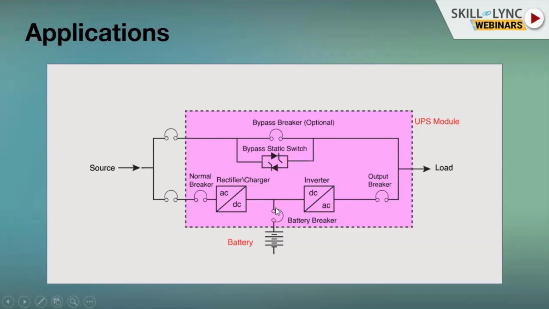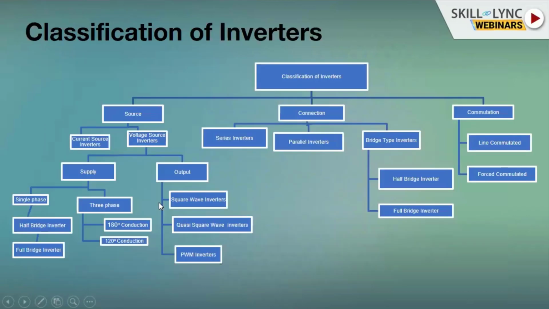So what would happen? The normal breaker is off, so there is no power here. So there is no rectification happening. But the battery now converts this DC to AC and feeds into the load. So these are the major applications where we have seen that inverters are used. Inverters are used in all the applications.